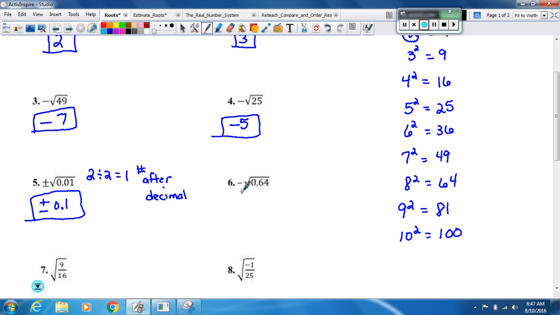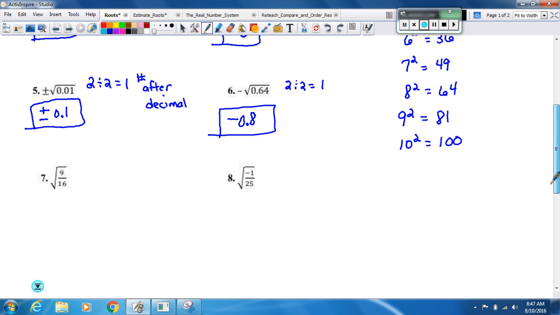Okay, so for number 6, we have a negative. 64 has an 8 in front of the squared, so that's an 8. We've got 2 numbers after the decimal. 2 divided by 2 is 1. So I need just one number after my decimal point.